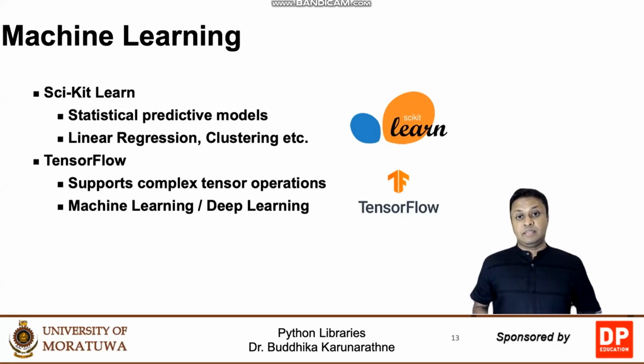The Python ecosystem provides a wide range of capabilities in this line of work. Scikit-learn and TensorFlow are only two common Python libraries which support machine learning and deep learning. And then there are many more such libraries available for Python.